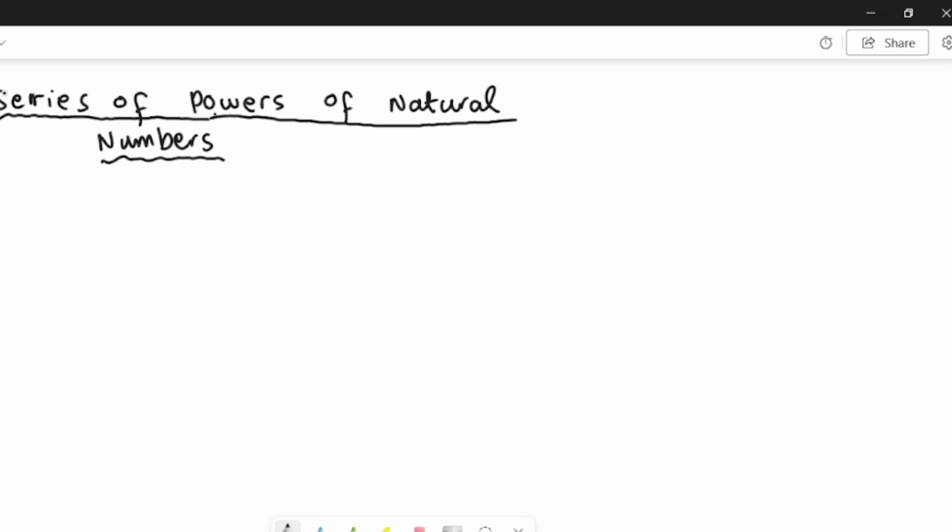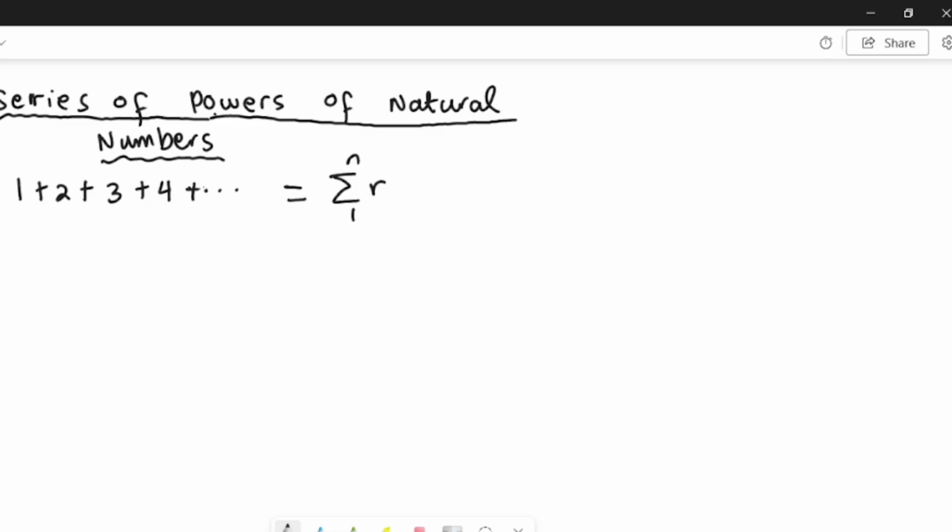Hello and welcome. Today we want to handle series of powers of natural numbers. Our first instance is a series that takes the form 1 plus 2 plus 3 plus 4 plus, and that series is infinite, which is equal to the summation, or rather taking the sum from 1 to n over number r.